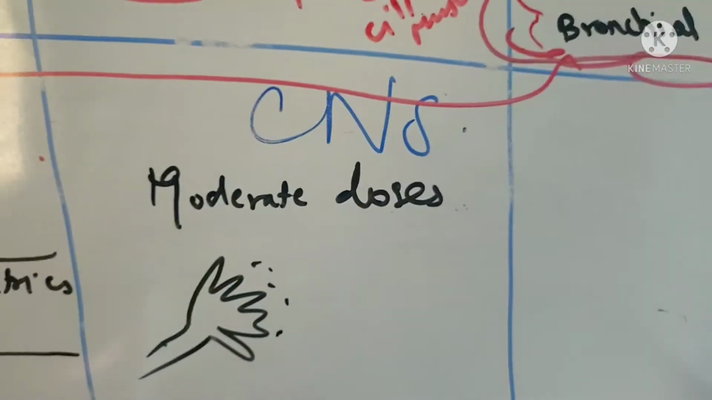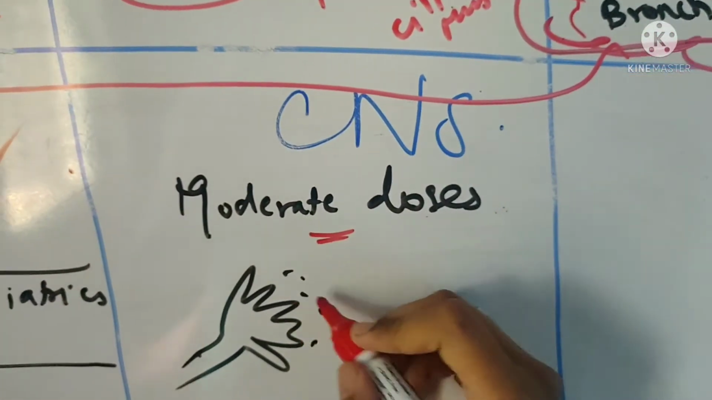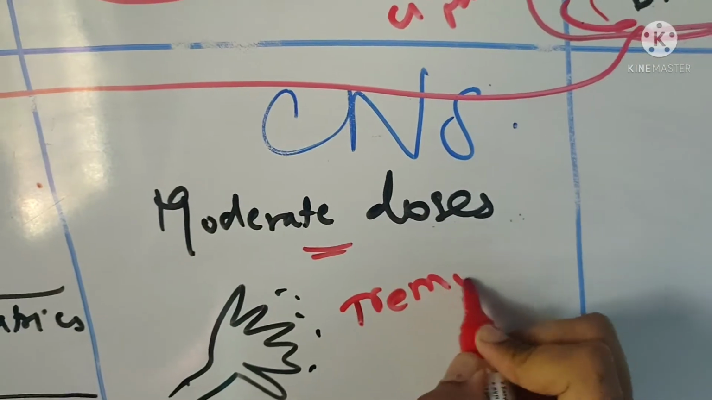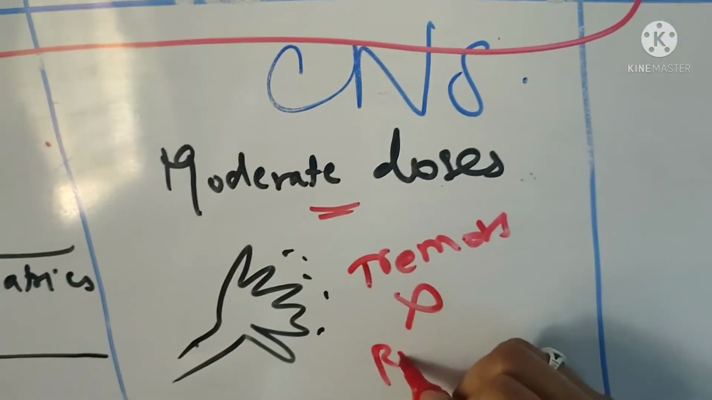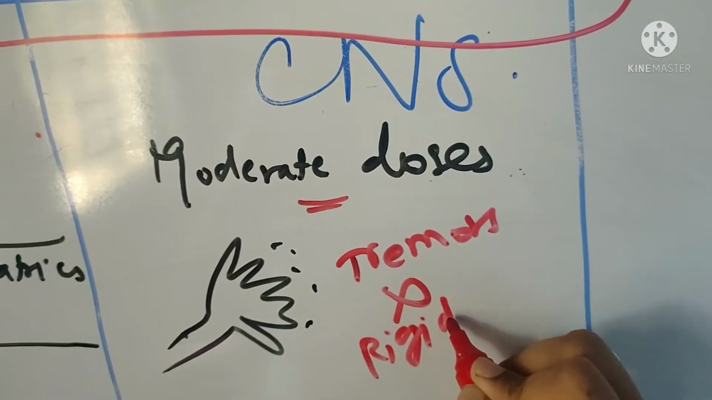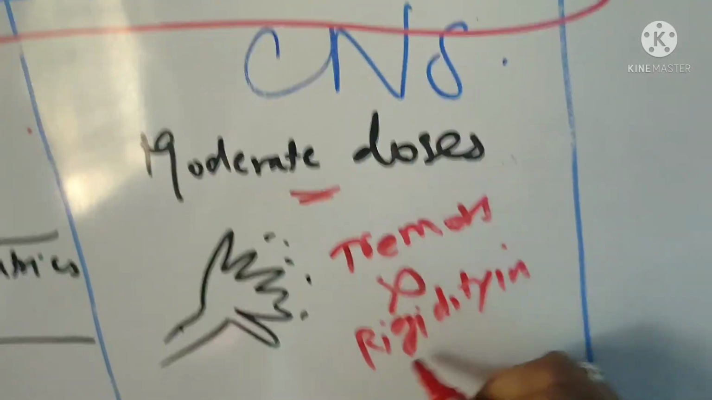And we move on to the CNS. At moderate doses, it reduces tremors and rigidity in Parkinsonism.